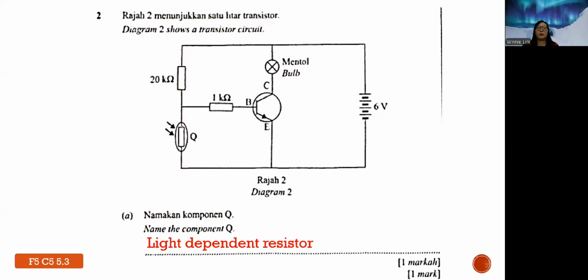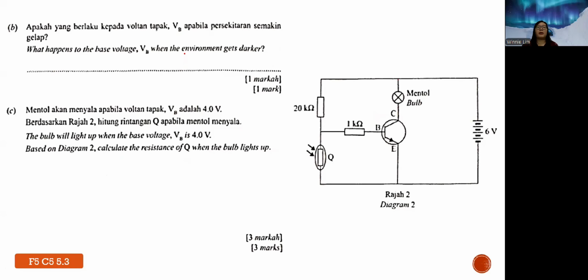Okay, we see how it works. So what is the function of this light dependent resistor? Generally, they are sensitive to light. When it is bright, the resistance of this resistor is low. But if it is dark, low intensity, the resistance will be high.